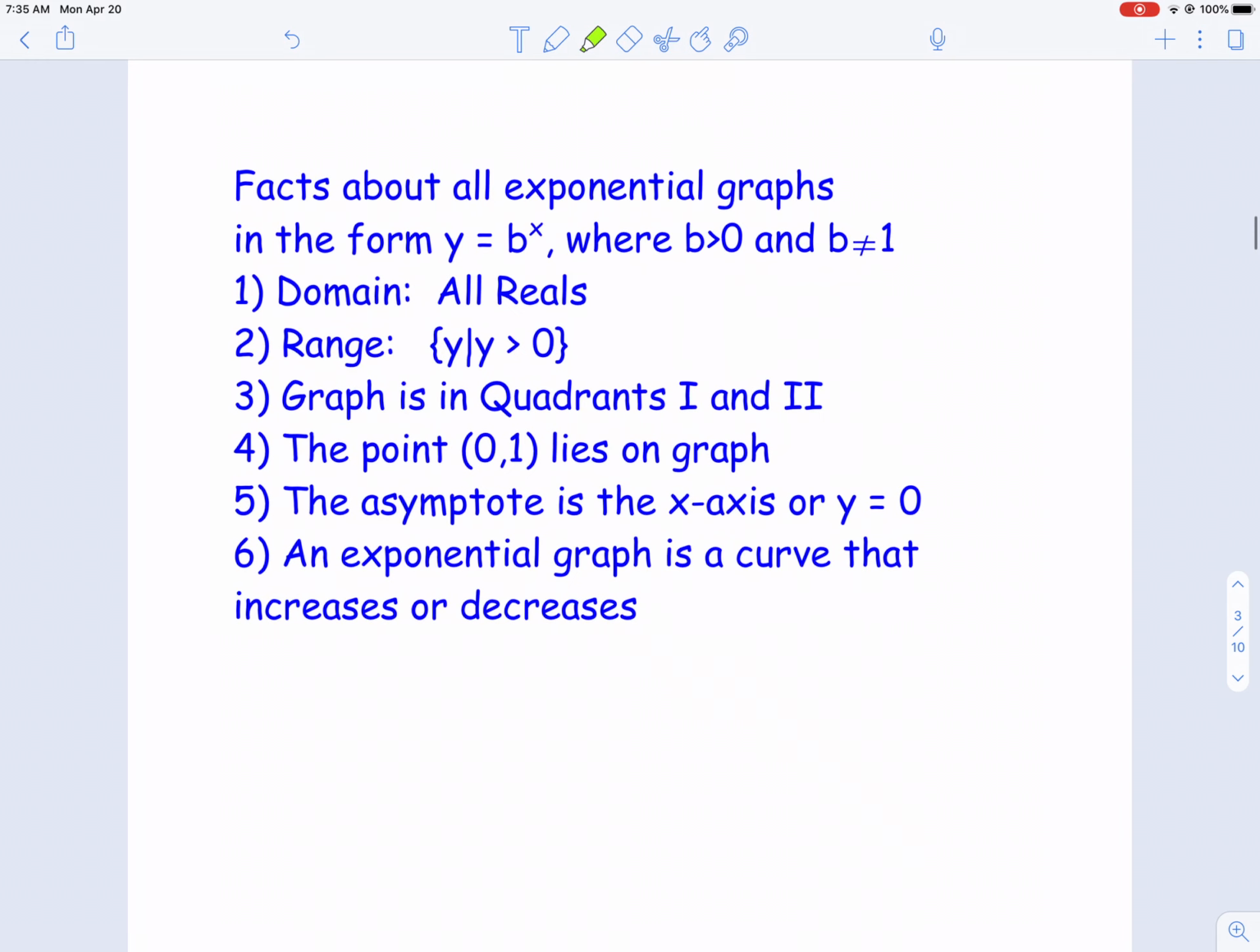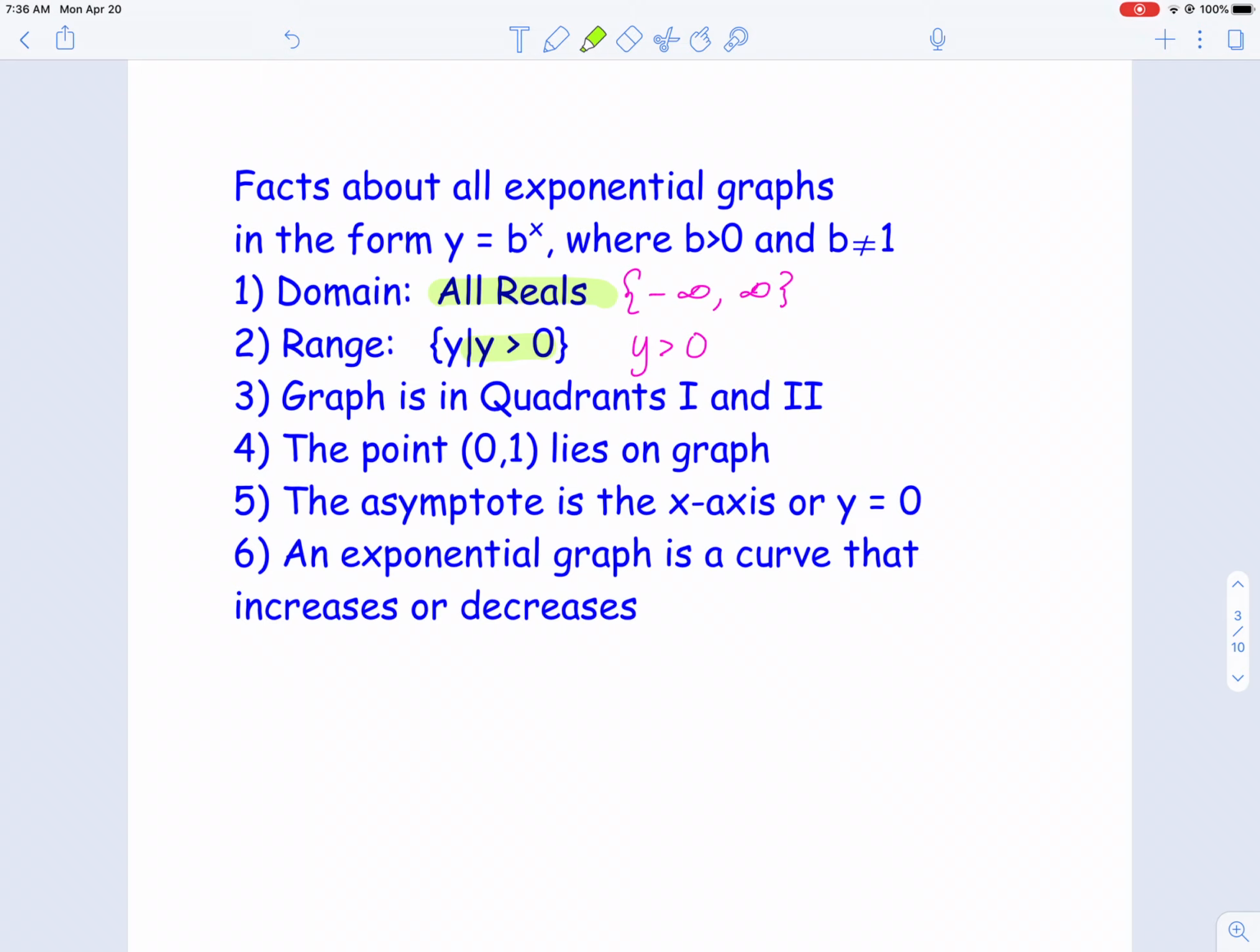So important characteristics about your graph. Really important, your domain, all real numbers. In other words, from left to right, it's going to include everything from negative infinity to positive infinity. Your range is not everything from negative infinity to positive infinity. Your range is going to be where everything y is greater than 0. Notice it doesn't include 0. Why does it not include 0? Because it's never touching the x-axis. It's everything greater than 0.